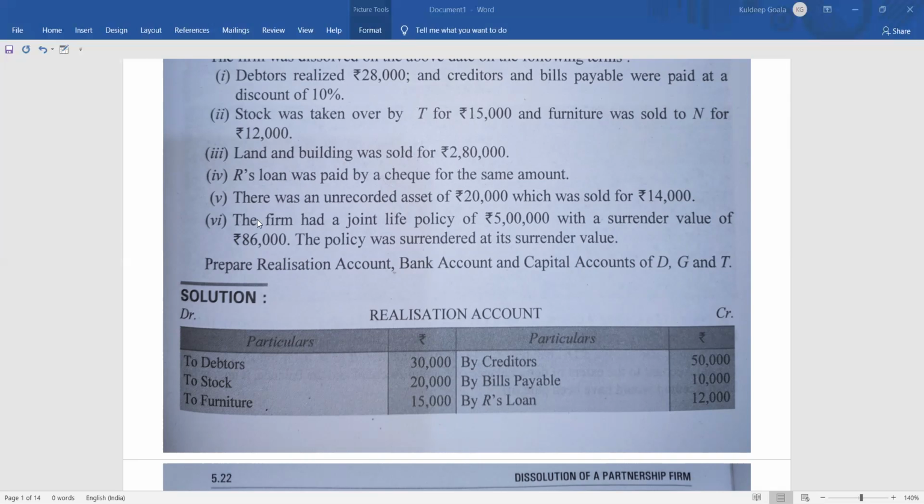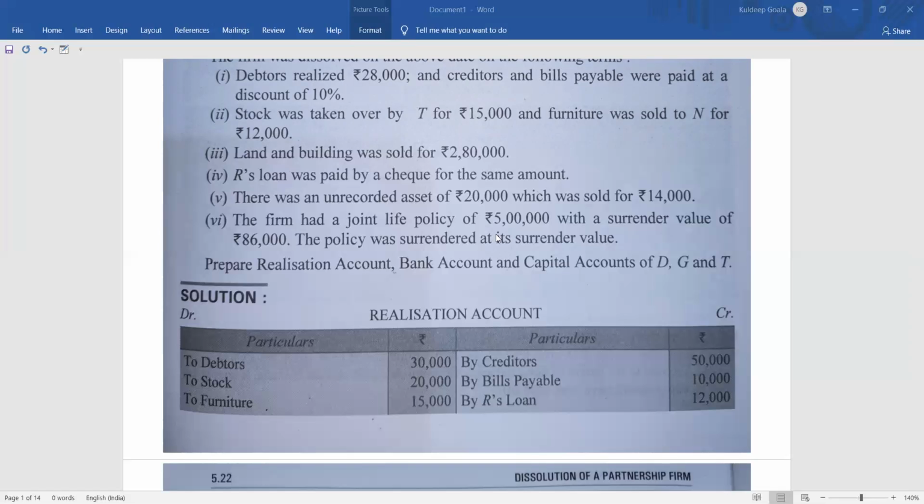Then coming to the 6th point, the firm has a joint life policy of 55 lakh. What is the meaning of joint life policy? Try to understand. Joint life policy means that jointly with your business partners you have taken a life insurance policy for the partners. Jointly from the firm side, the policy has been taken on the life of all the partners. So if any of the partners dies, all the partners will get the amount of money.